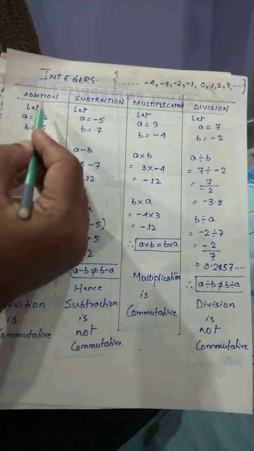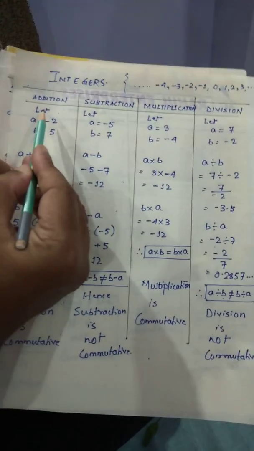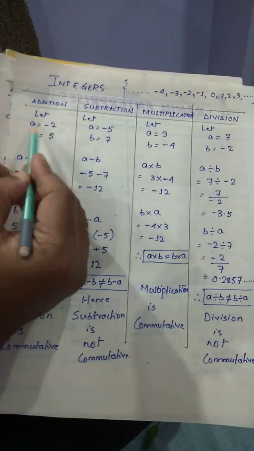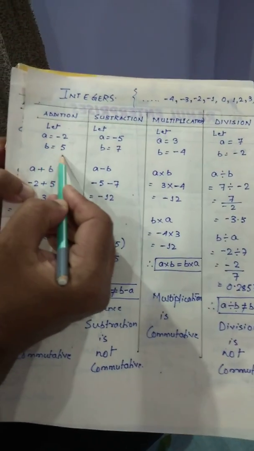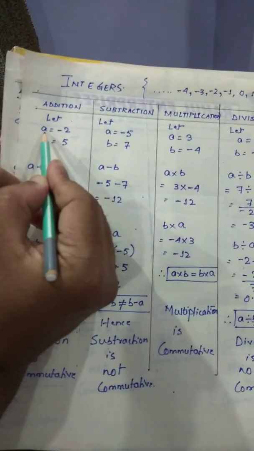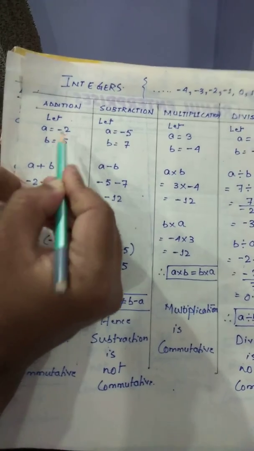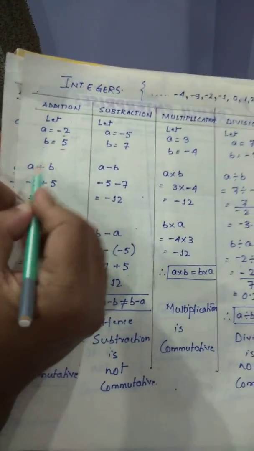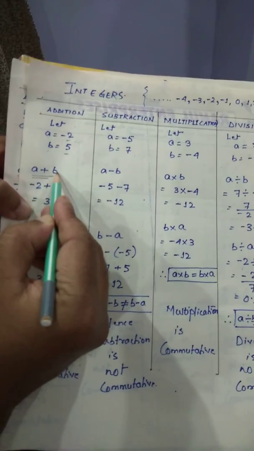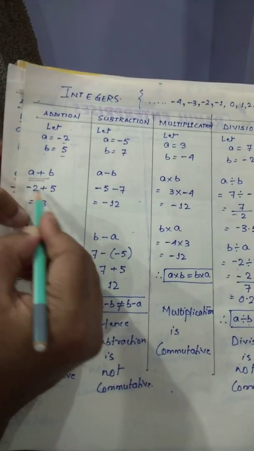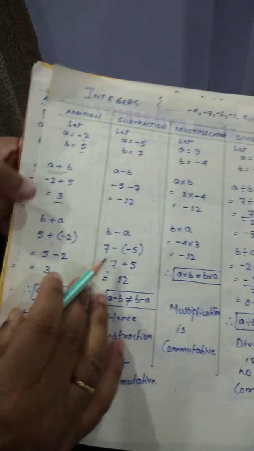Now for integers, again we'll see addition. This time, because it is integers, I have taken one number as negative and another number as positive. Okay. So let a equal minus 2 and b equal 5. Let's do the first operation, a plus b. A plus b means minus 2 plus 5, which will give us 3.